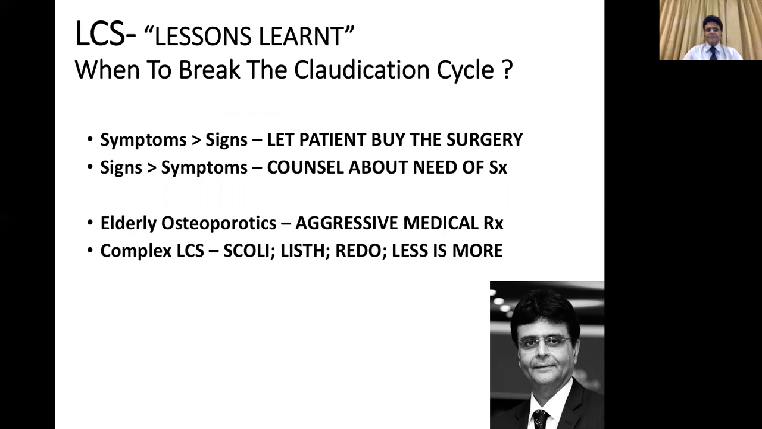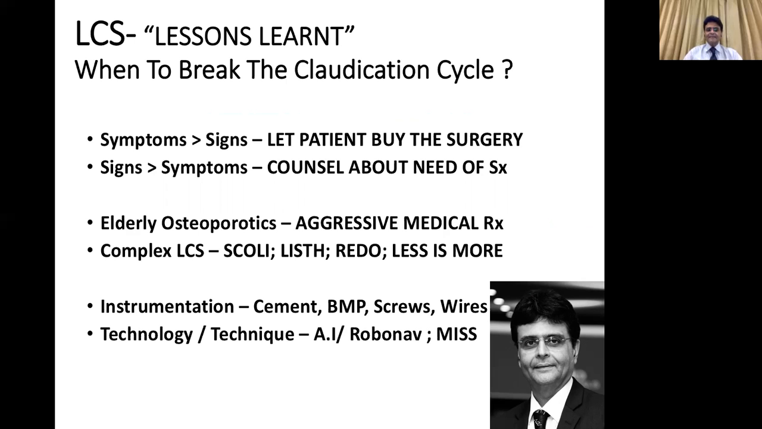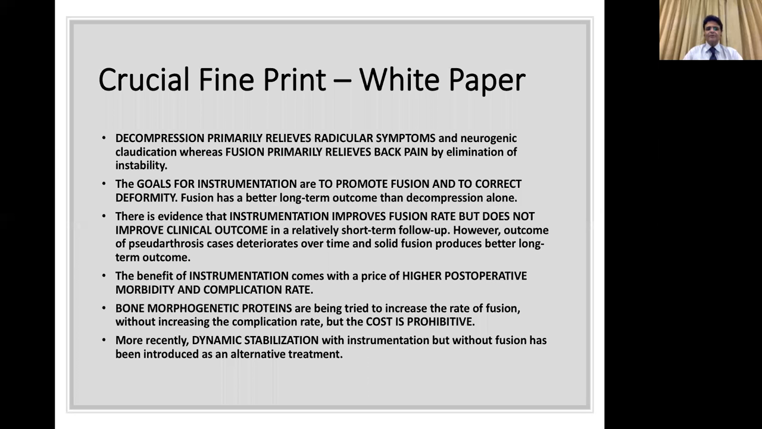Complex lumbar canal stenosis, scoliosis more than 20 degrees, listhesis, redo surgeries. In all these, remember, less is more. Don't be too aggressive and don't go for the overkill. If you're using instrumentation in these patients, think of cement, think of BMP, think of fenestrated screws, even think of wires and bands. Use technology and technique. Use artificial intelligence, get the RoboNav. If you can, get navigation, get minimally invasive surgical techniques in. Always do these patients where you have good ICU backup, where the comorbidities can be sorted out. And finally, read the fine print.